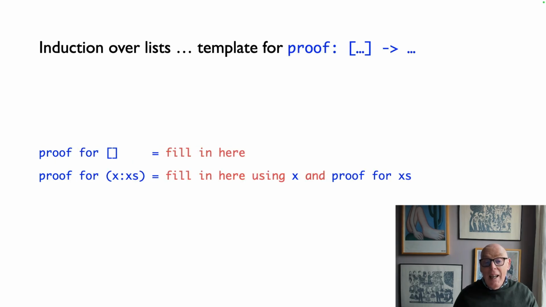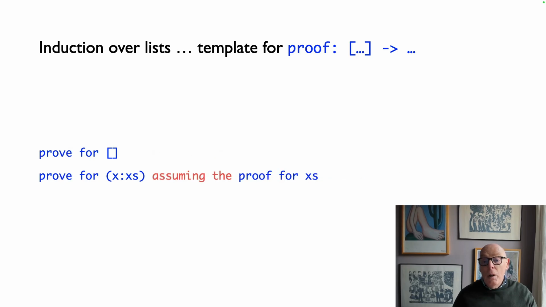How do we do a proof? Well, we do a proof in exactly the same way. You can think, if you like, that induction is defining proofs by recursion. So if we want a proof for all lists, we have to give a proof for the empty list, and then we give a proof for x colon x's using the proof for x's that we've already got. So in other words, making it sound a bit more mathematical, we say we prove for the empty list, and then we prove for the list x cons x's, assuming the proof for x's. And that gives us a proof for all finite lists.